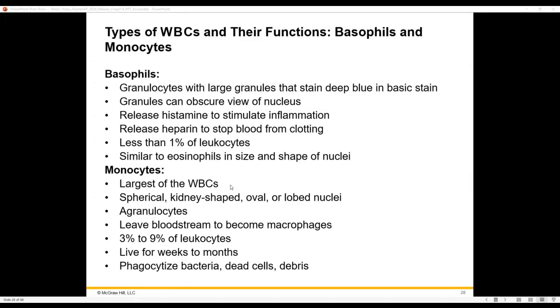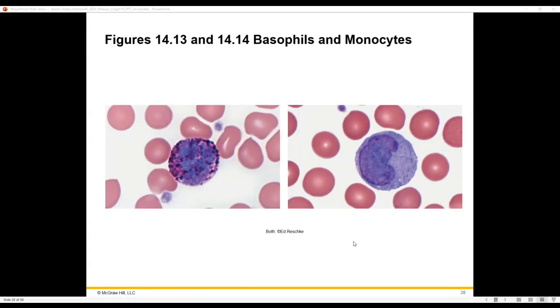The monocytes, these are the largest of the white blood cells. They're spherical, kidney-shaped, or oval, or have lobed nuclei. They are agranulocytes. They leave the bloodstream to become macrophages. 3 to 9% of your leukocytes are the monocytes. They live for weeks to months, and they phagocytize bacteria, dead cells, and debris. So here we have the basophils and the monocytes.